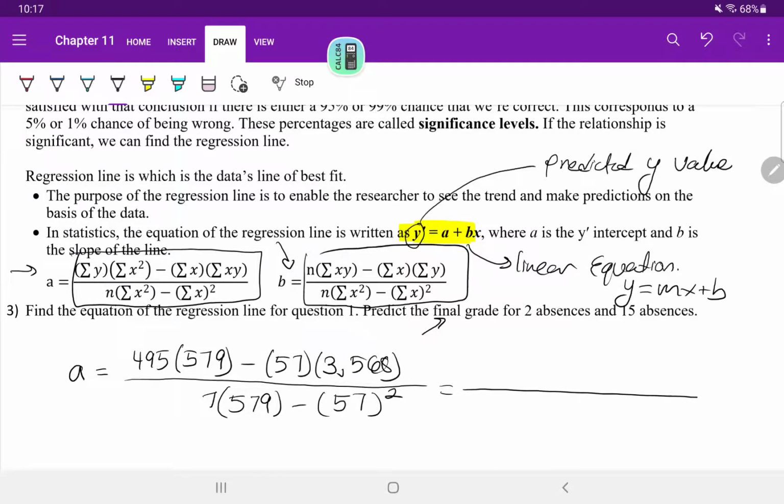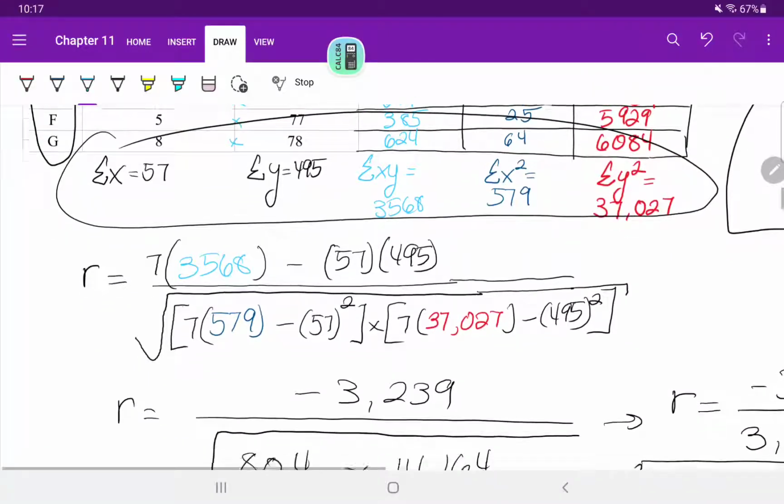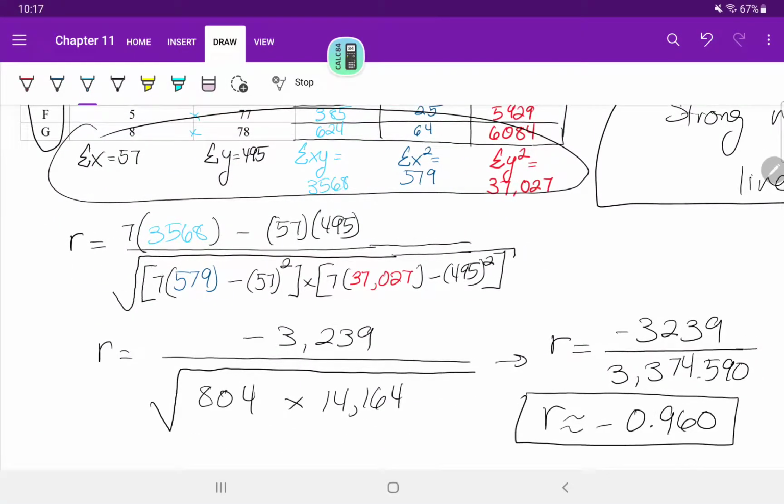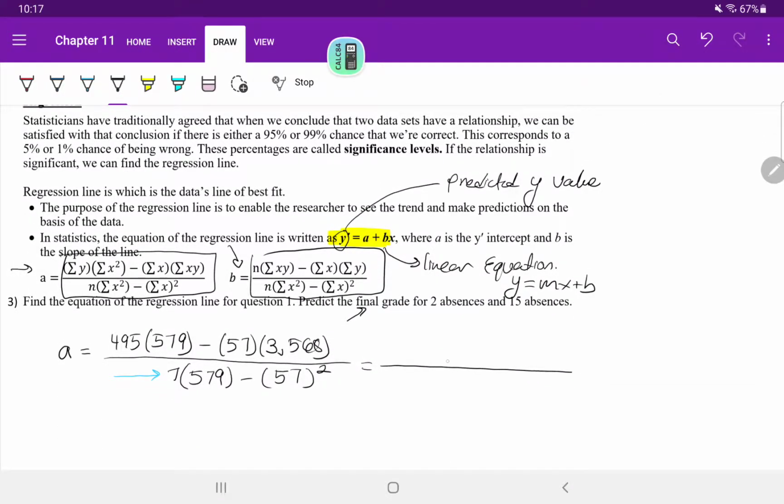Now, my denominator right here, we did this in the last question. Let me scroll back up. We found our denominator in this bracket right here, and it was equal to 804. That is good, because now I can cut out some math. I know now, even if I do compute this again, it's going to be 804. Let's just multiply the tops.